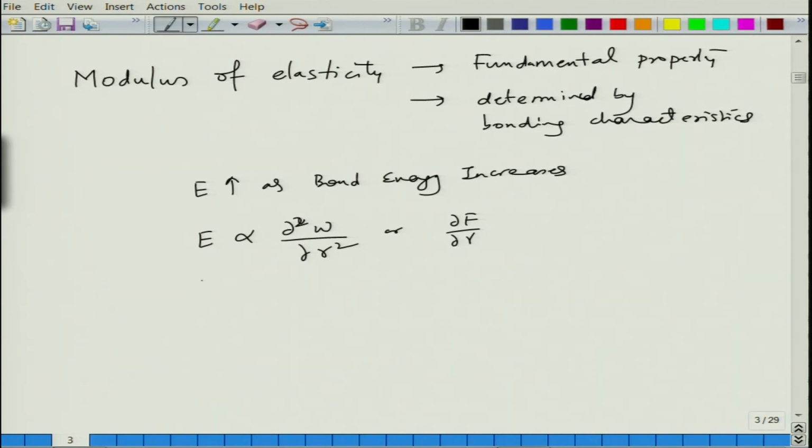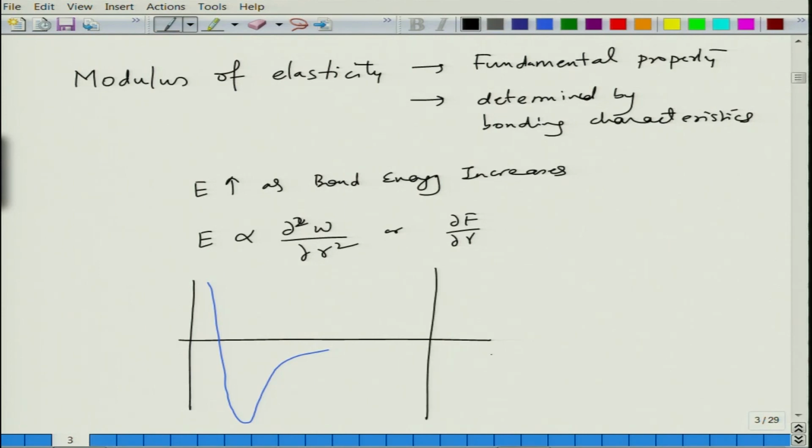So, what happens is that as your bond energy goes up, if you make a distinction between two plots, let us say the strong bonds will mean that you have a potential energy curve which is very deep like this, and in contrast, let us say another plot for weak bonds. So, let us say this is R, this is W. The weak bonds will have a plot which is something like this. So, basically this is strong bonds. Strong bonds will depict a deep and narrow well.